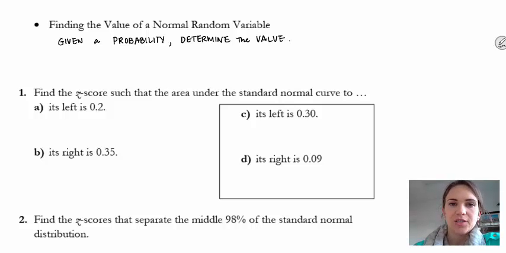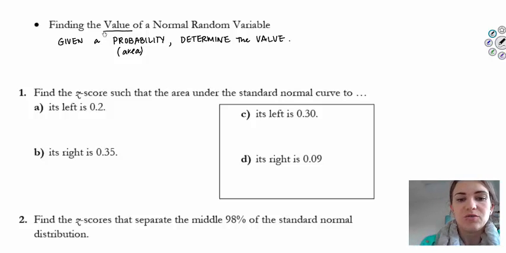In this part of section 6.3, we're tasked with finding the value of a normal random variable. That means we want to go backwards. If we're given a probability, find the value, versus what we did in the first part, which was: here's a value of x or of z, what's the area under the curve to the left or to the right? Now we have the area or the probability, and we would like to find the value of the random variable that's associated with that area or that probability.